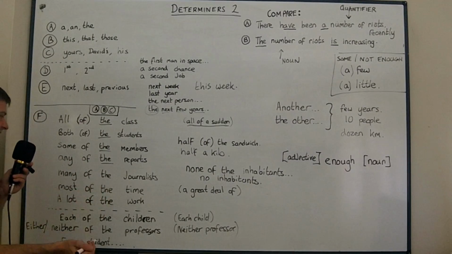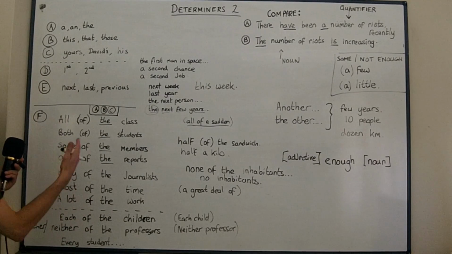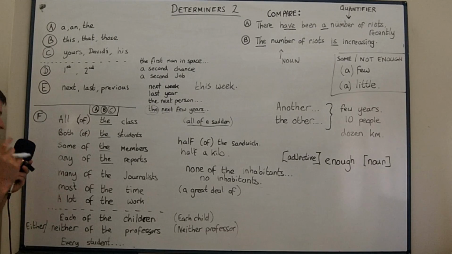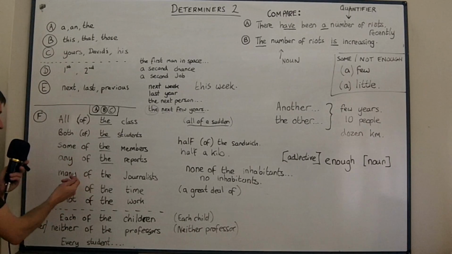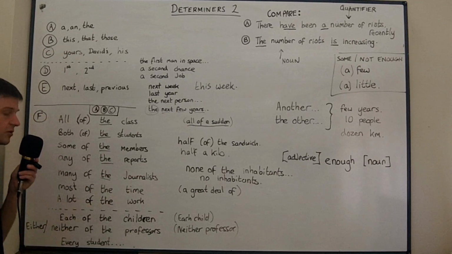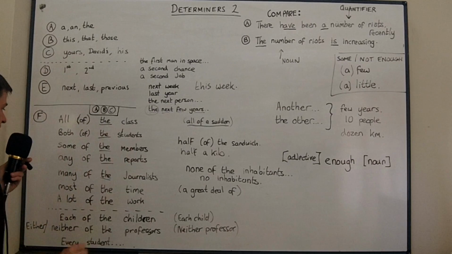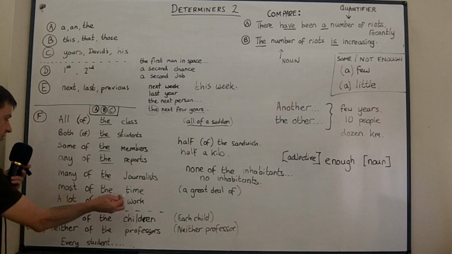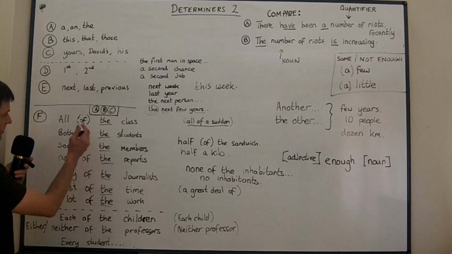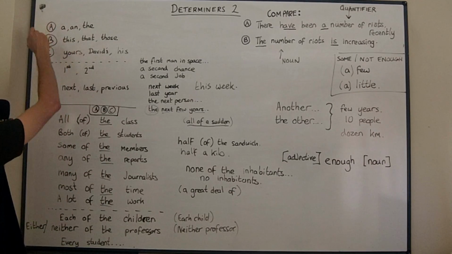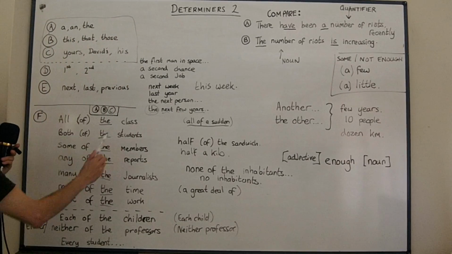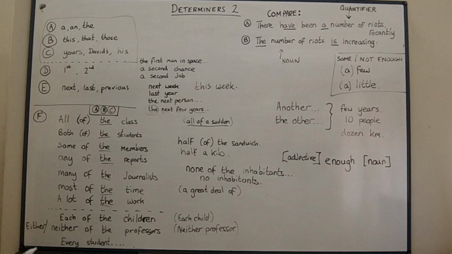Okay, many of the journalists, we don't know exactly the number of journalists, we don't know how many, but we're just saying a lot of the journalists, many of the journalists, and again, it's got to be definite. We know who we're talking about here. We're talking about the journalists. Most of the time and a lot of the work. So please remember that quantifier plus, I mean, you can use any of these, but if you're going to use an article, it's going to be the. All the class, both the students, some of the members.